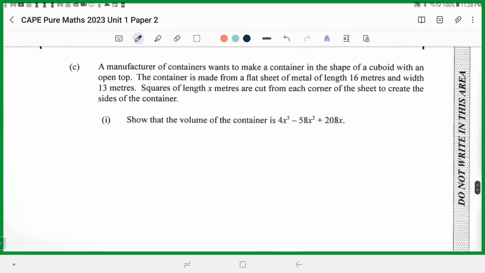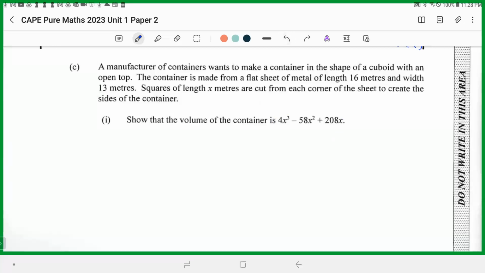It says a manufacturer of containers wants to make a container in the shape of a cuboid with an open top. The container is made from a flat sheet metal of length 16 meters and width 13 meters. It says squares of length x meter are cut from each corner of the sheet to create the size of a container. I remember a question like this from GCE years ago. Show that the volume is equal to this.